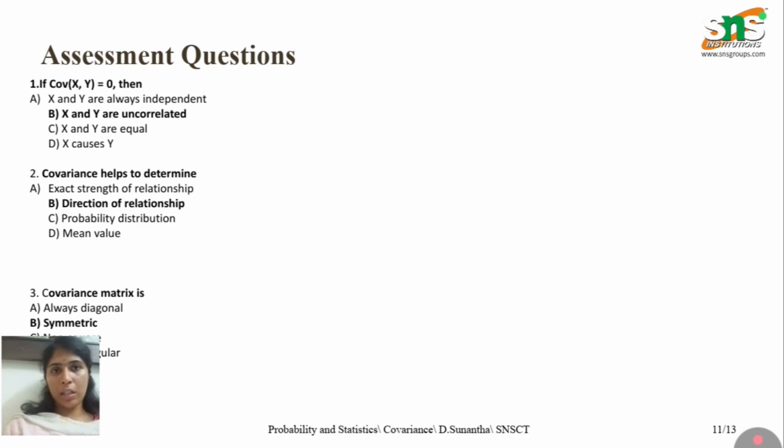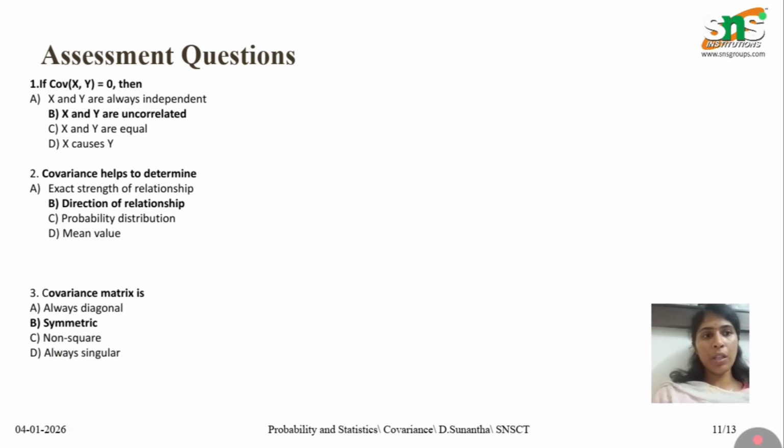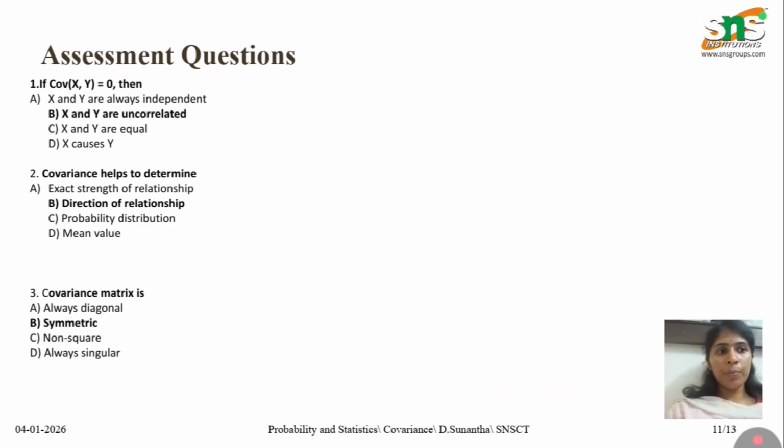So here are the assessment questions. If covariance of XY is 0, then there is no linear relationship between them, that is, they are uncorrelated. Next, covariance helps to determine the direction of the relationship. Next, the covariance matrix is always symmetric.